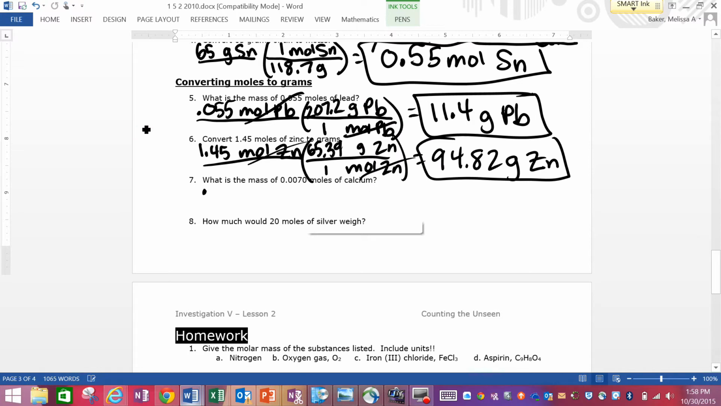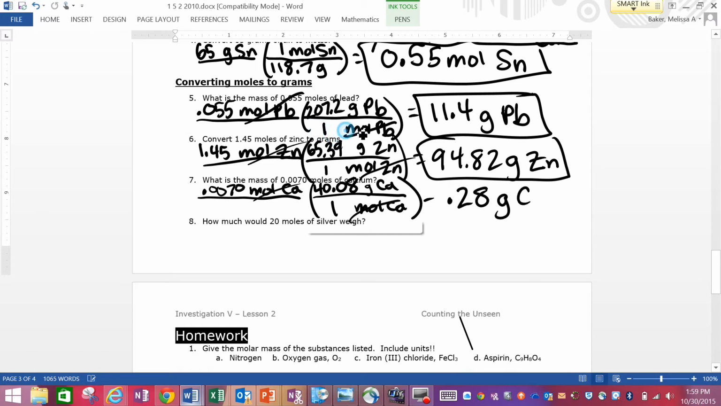This time it's 0.0070 moles of calcium. Same setup. We want to get rid of moles and we want to get it into grams. So 1 mole of calcium is how many grams? 40.08. Multiply across the top, divide by the bottom, 0.28 grams of calcium.